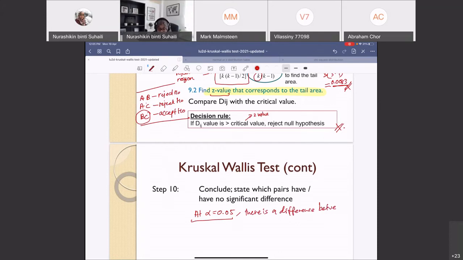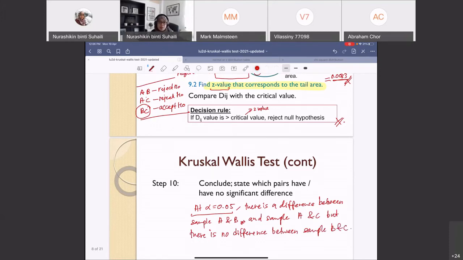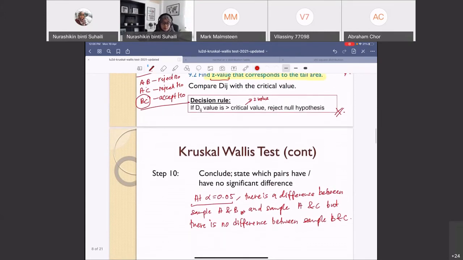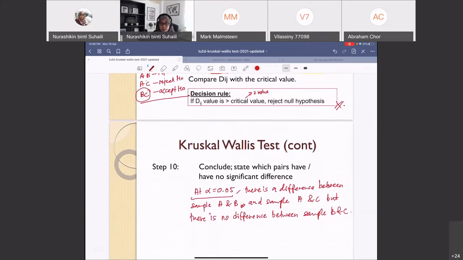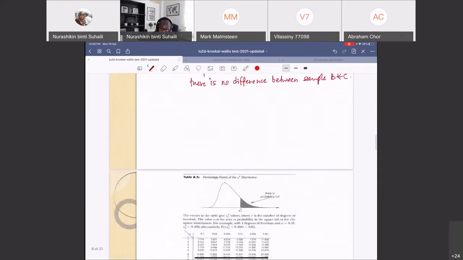So there is a difference between sample, you have to mention one by one, sample A and B, and sample A and C. But there is no difference between sample B and C. That will be the conclusion, referring to the example before. That's how you construct the conclusion. You should indicate which pairs have a difference and which pairs do not have a difference. Okay, any question before we go into the example?